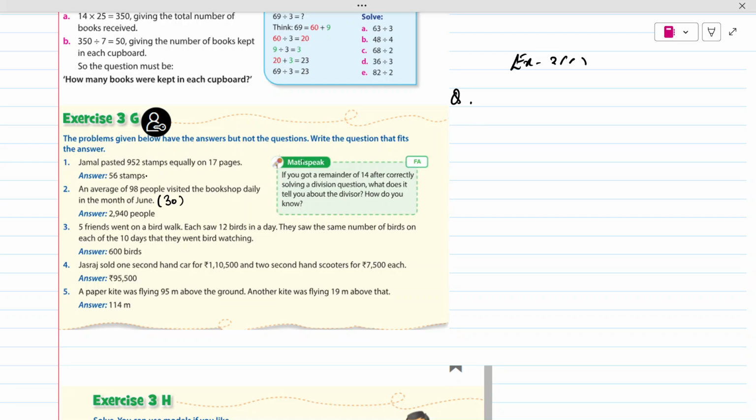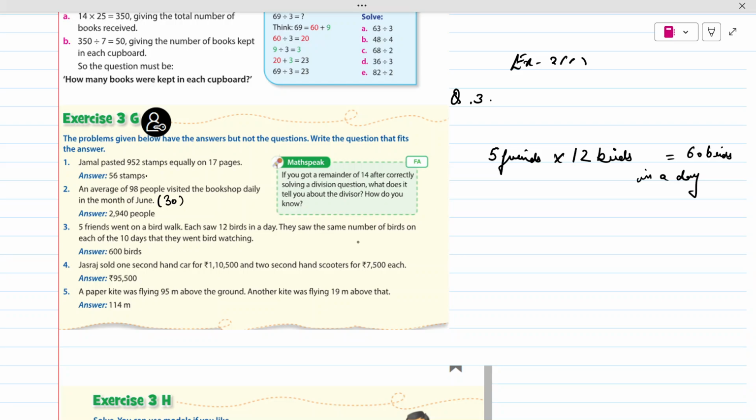So what this question says is that there were 5 friends who went on a bird walk, and each friend saw 12 birds in a day. So in one day they saw 12 birds each. So 5 friends have seen 60 birds in a day. Okay, this is 60 birds in a day.